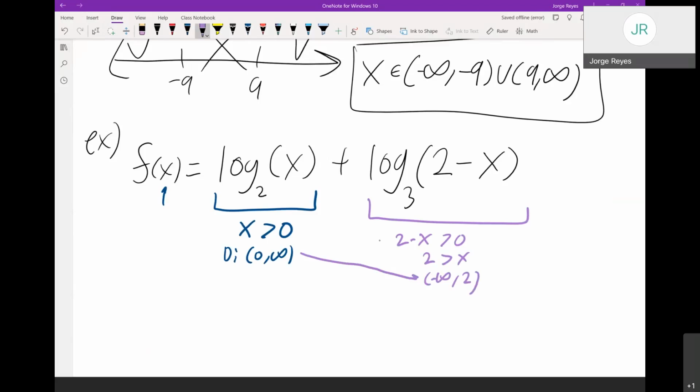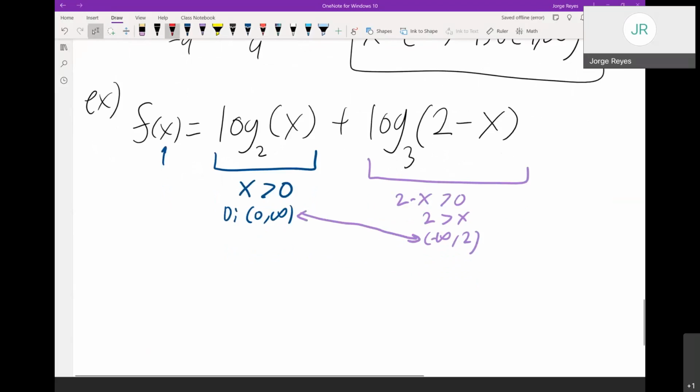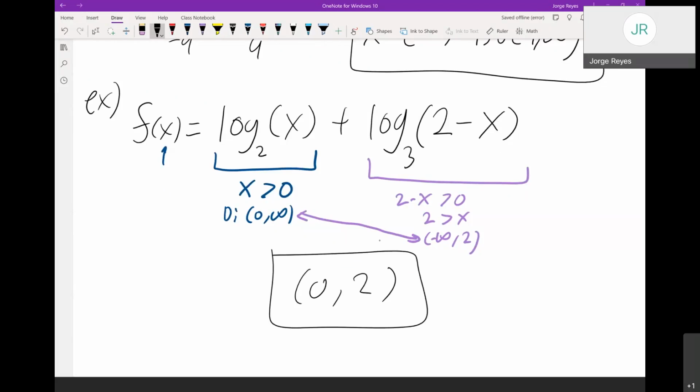And now I need to find the intersection of both of these to get the final answer, which is 0 to 2. The domain of f is just 0 to 2. That's all I'm allowed. Because if I try and plug in something smaller than 0, this log explodes. If I try and plug in something bigger than 2, this log would explode.